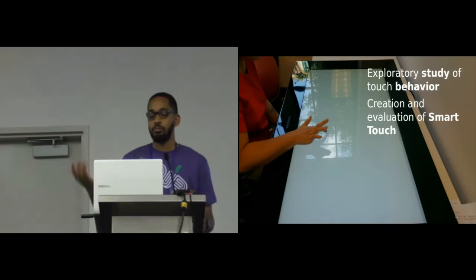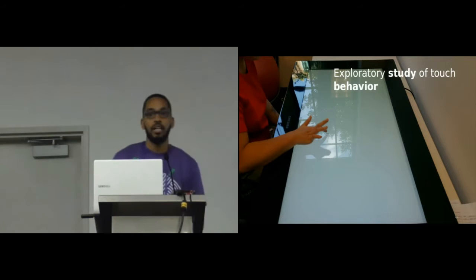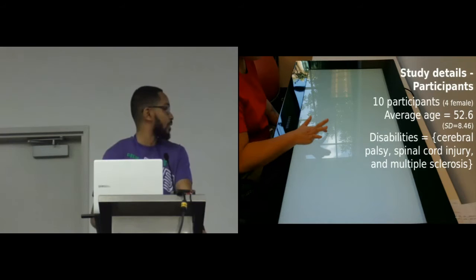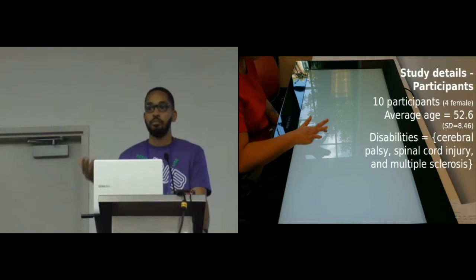So the first thing I'm going to describe is an exploratory study of the touch behavior of people with motor impairments. So we did a lab study where we recruited 10 people with motor impairments. They came in the lab and did a couple of different touch trials with us, and all of our participants had some motor-impairing disability that impacted their ability to control either their fingers, their hand, or their arm.